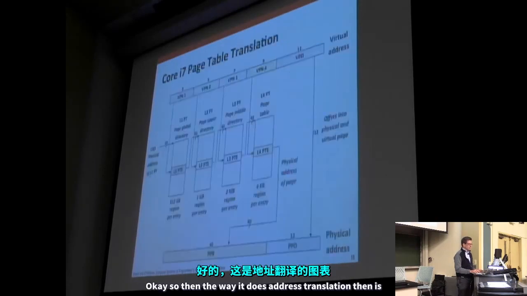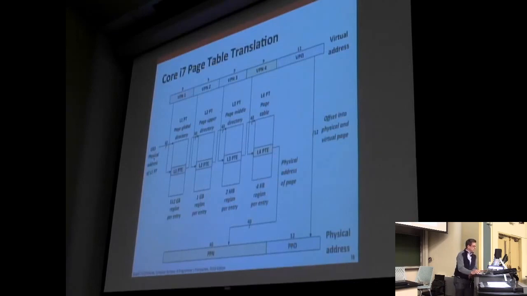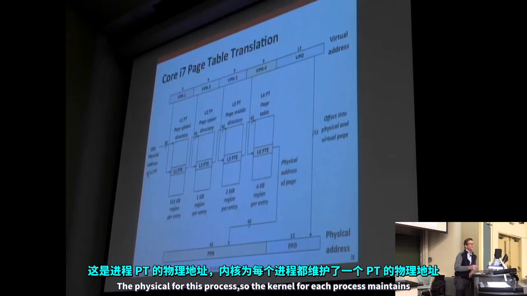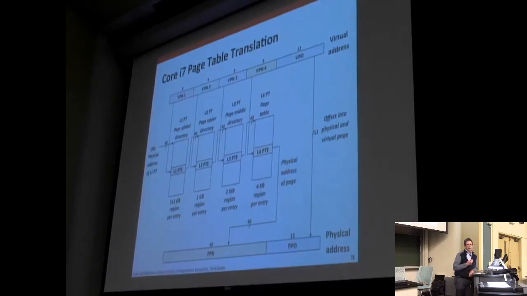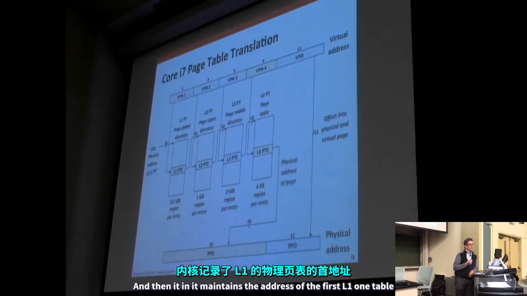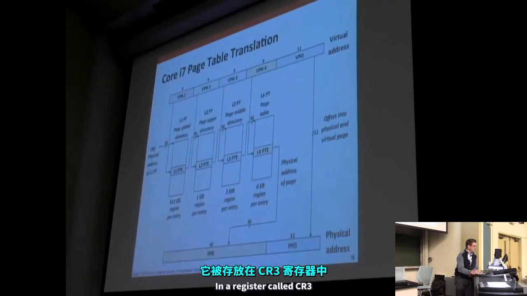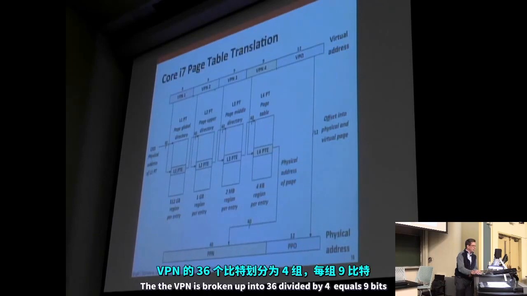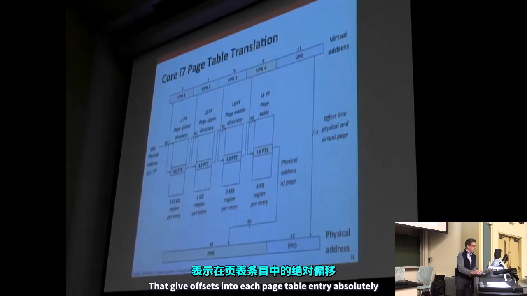Okay, so the way it does address translation then is, for each process, the kernel maintains the set of page tables, of course, and then it maintains the address of the first level 1 table in a register called CR3. Okay, and this is a physical address that points to the base of the level 1 page table. The VPN is broken up into 36 divided by 4 equals 9 bits that give offsets into each page table entry.